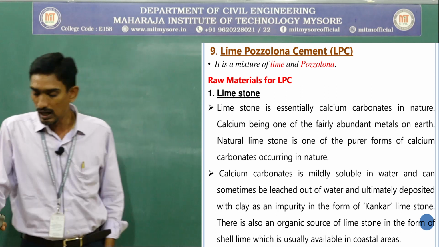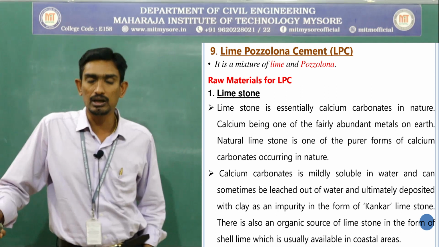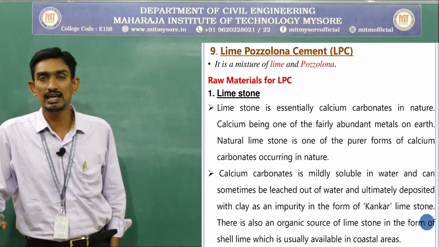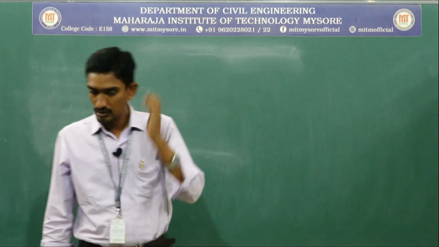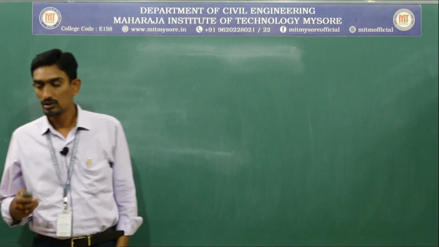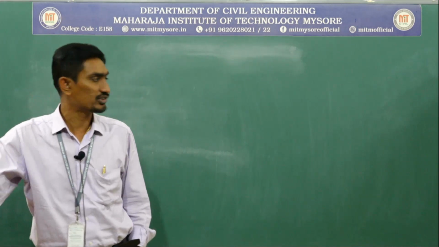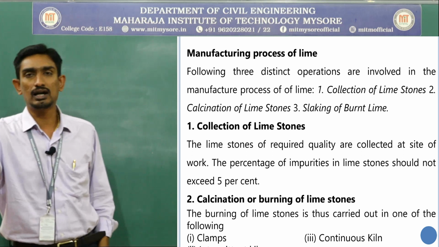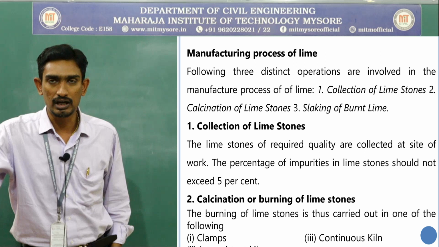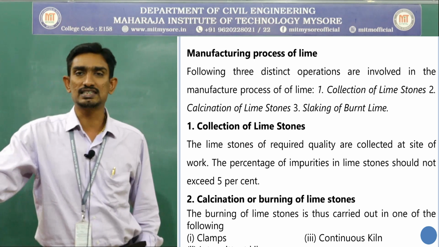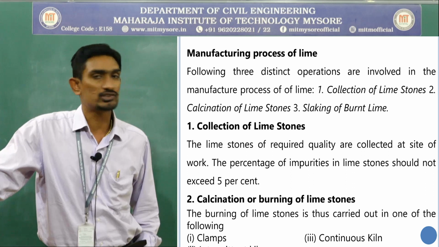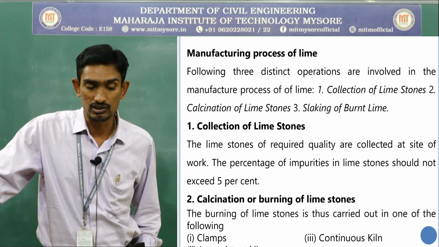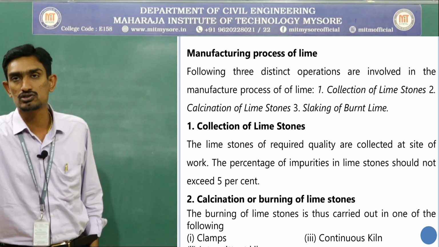One more limestone that is available, especially in the coastal areas, is called shell lime, S-H-E-L-L. Next is how to prepare the lime, or what is the manufacturing process of lime. We came to know that lime is available as calcium carbonate in nature, that is limestone, CaCO3. So how to manufacture this lime? I can show it in the next slide.